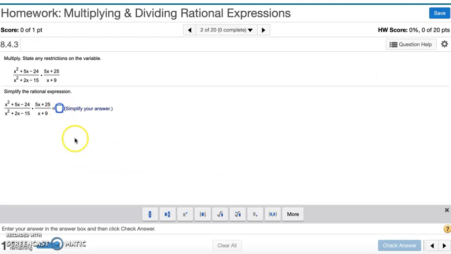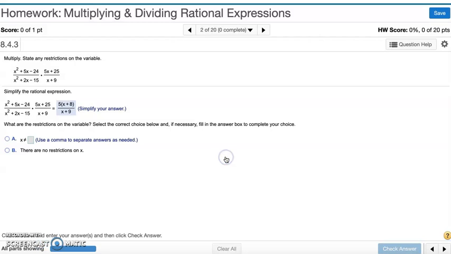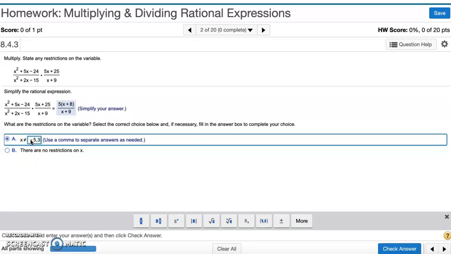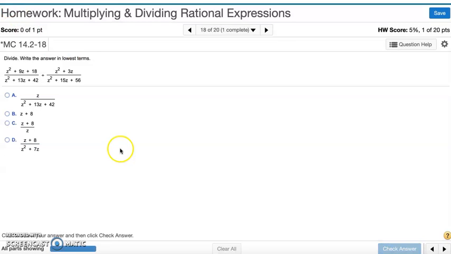Typing it in, we have up top 5 times x plus 8, and at the bottom we have x plus 9. And we said our restrictions were negative 5, 3, and negative 9. And that's our answer. Now we're going to divide rational expressions.